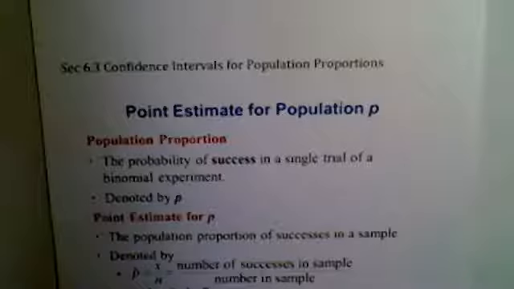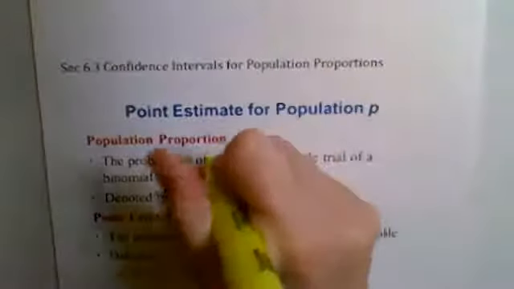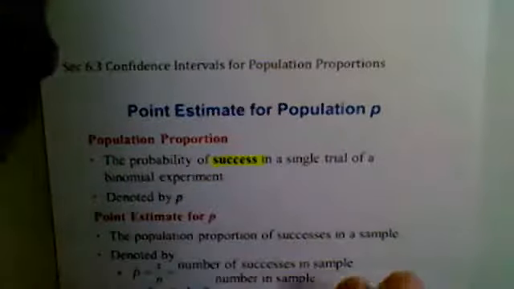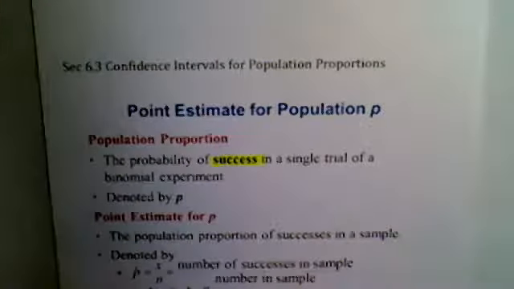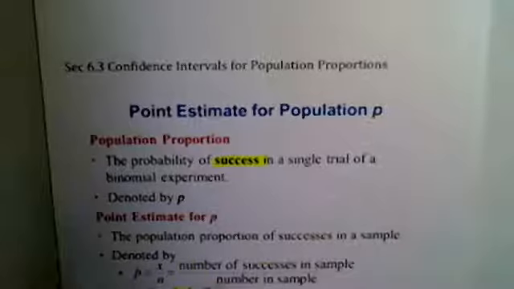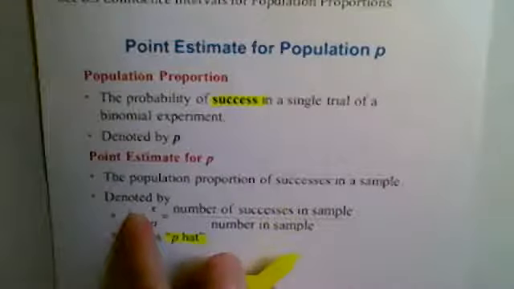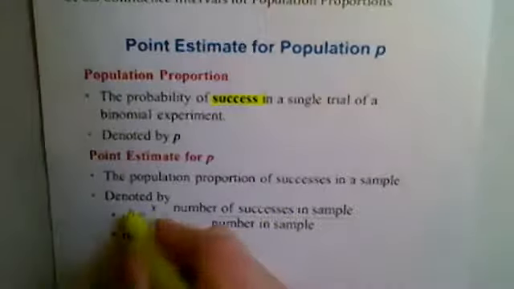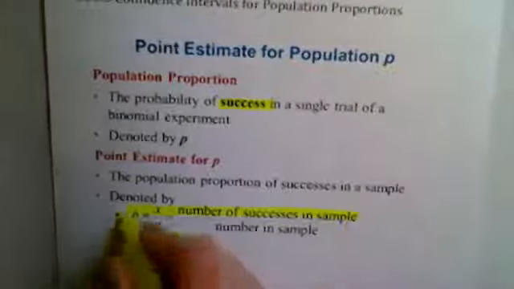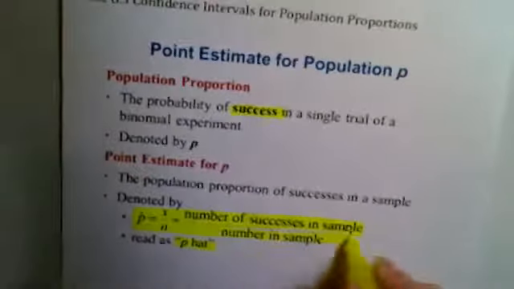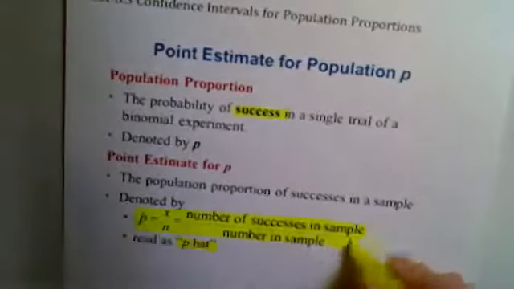So what a population proportion is, it's the probability of success in a single trial in a binomial experiment. So we denote that by P. The point estimate for P is denoted by something we call P hat. And it looks like an upside down V at the top of it. And so what P hat is, it's going to be the number of successes in your sample divided by the total in that sample.